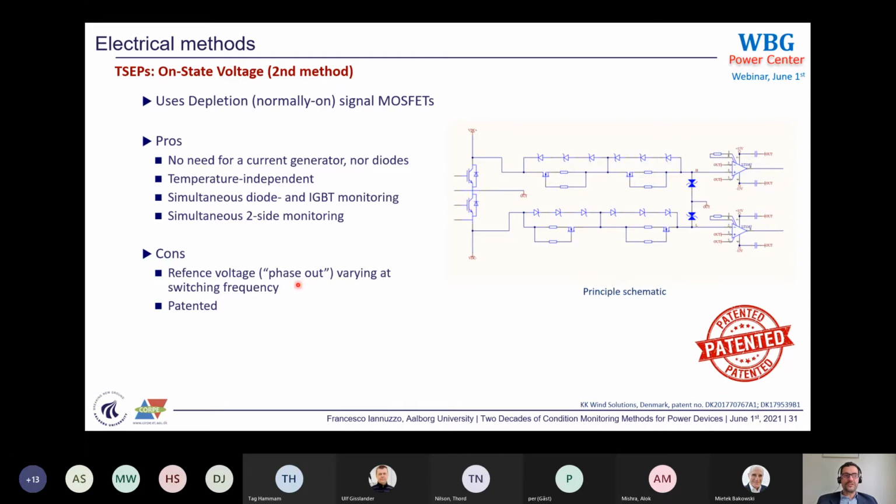The obvious drawback is that your reference voltage, which is called phase out in this case, is switching up and down at switching frequency, right? So everything here should be very carefully shielded against conducted EMI, electromagnetic interference. And by the way, it is patented, so to use it, you have to pay some royalties.